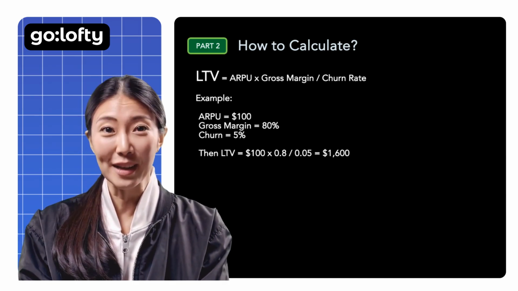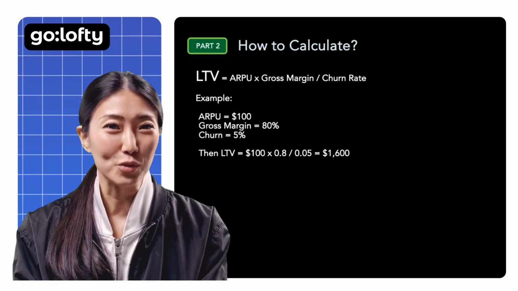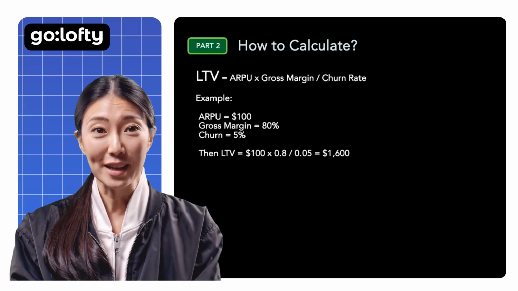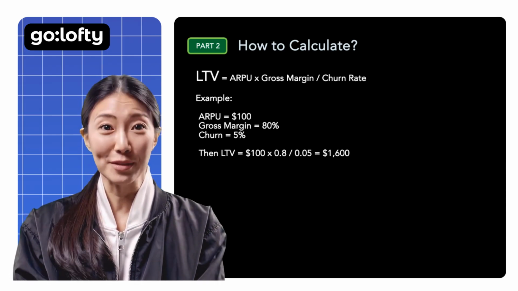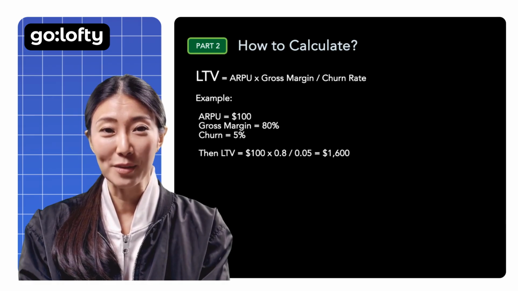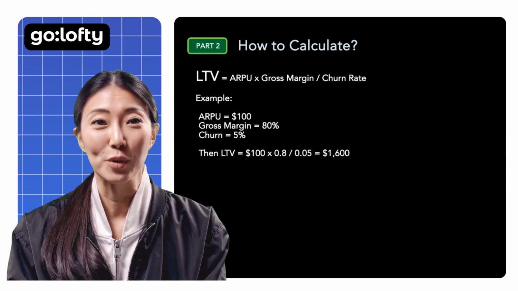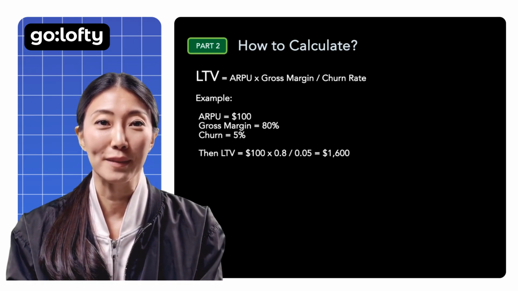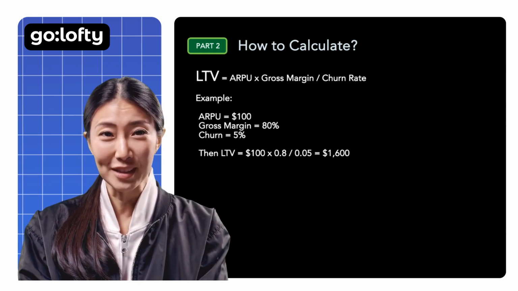Let's break down how to calculate customer lifetime value, or LTV, a key metric that tells you how much revenue you can expect from a single customer over their lifetime with your product. Here's the formula. LTV equals ARPU times gross margin, divided by churn rate. Let's walk through a quick example. Your ARPU, that's average revenue per user, is $100 per month. Your gross margin is 80%, meaning after costs, you keep $80 out of every 100, and your monthly churn rate is 5%. So 5 out of every 100 customers are leaving each month.